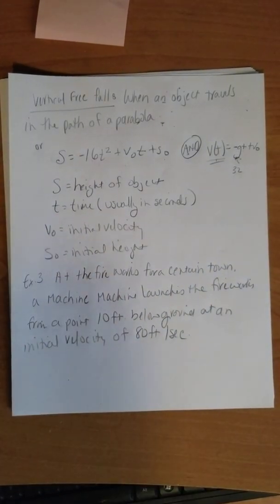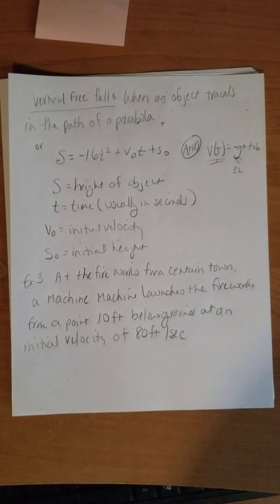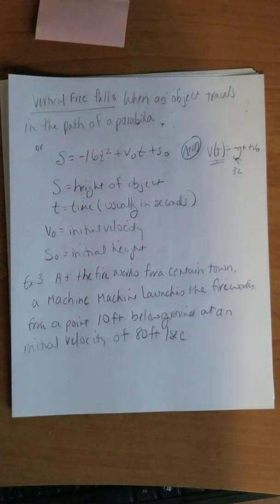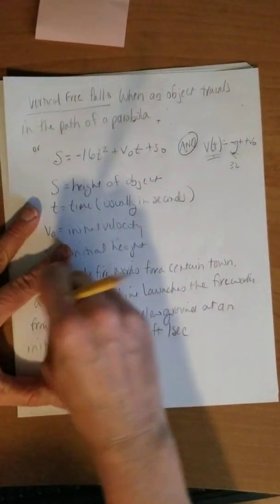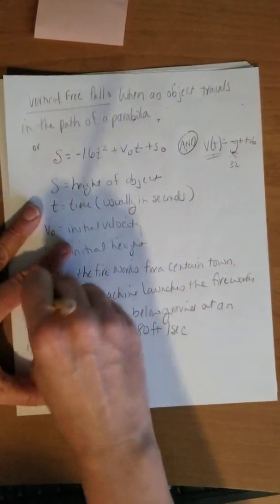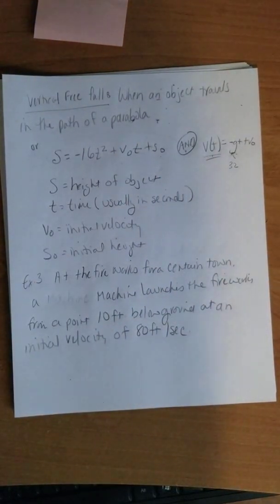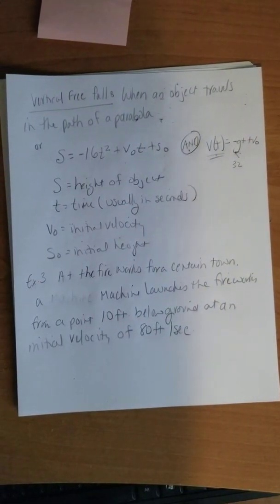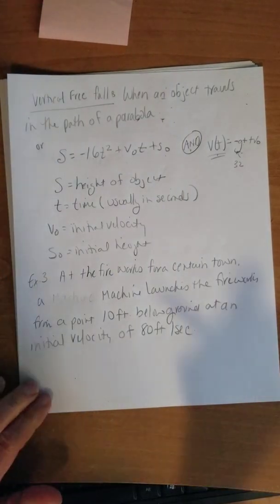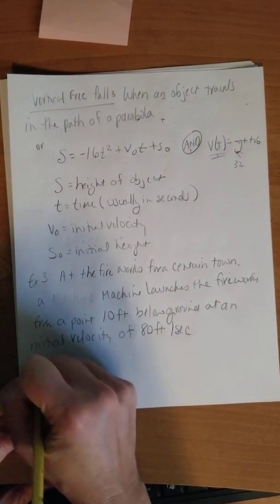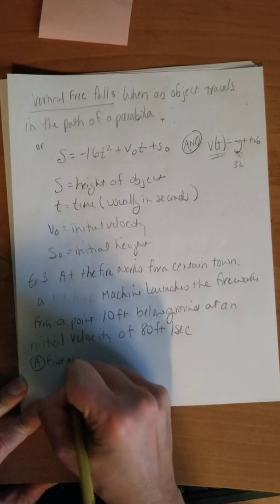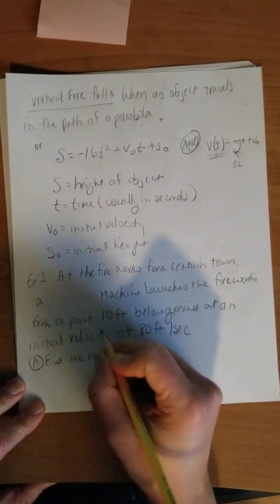All right, and there's 2 questions we're going to answer. Actually, we'll answer 3 because I've come up with more. So at fireworks for a certain town, a machine launches the fireworks from a point 10 feet below ground at an initial velocity of 80 feet per second. First one, A, find the equation that models this information.